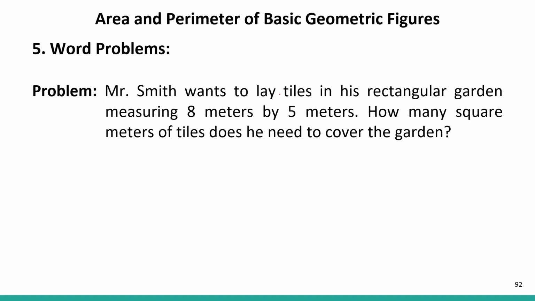So Mr. Smith wants to lay tiles in his rectangular garden measuring 8 meters by 5 meters. How many square meters of tiles does it need to cover the garden? So all we need to do is calculate the area. It will be 8 into 5, which is equal to 40 meters square. So 40 tiles needed.